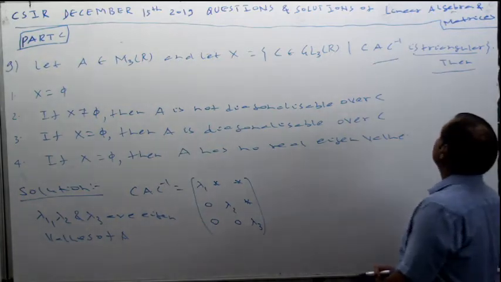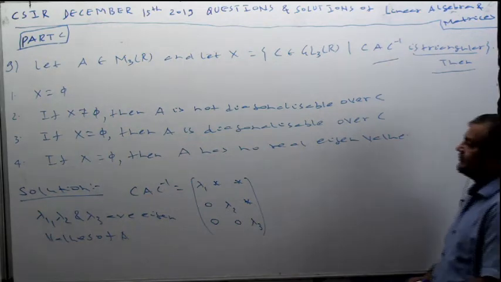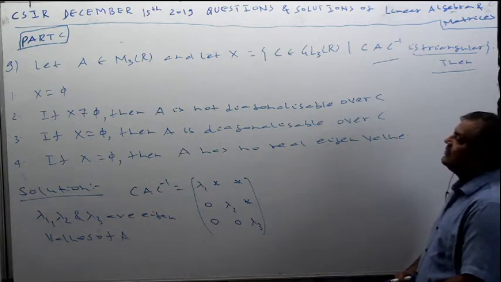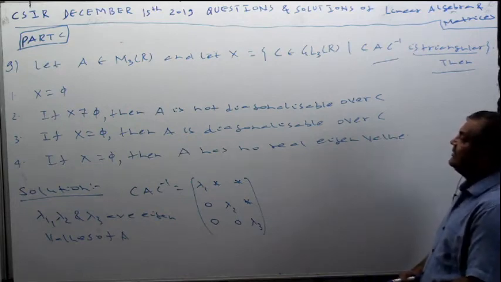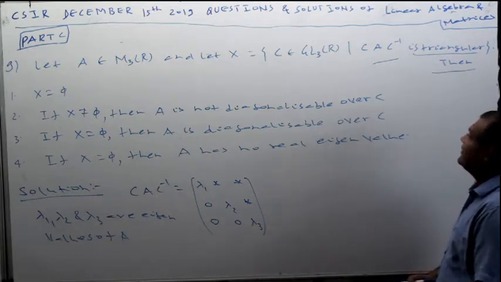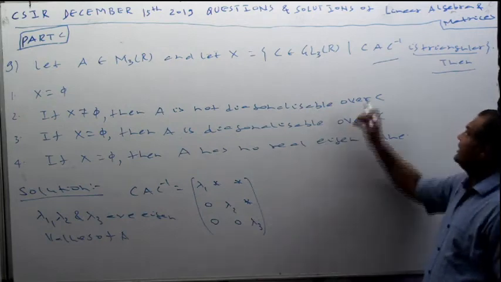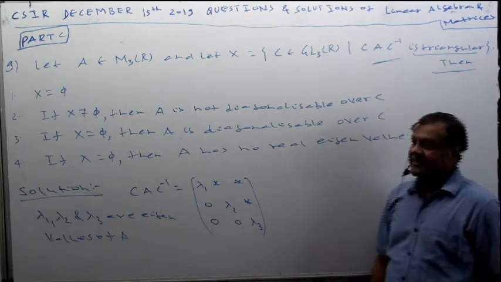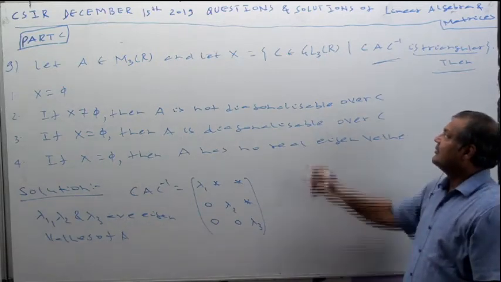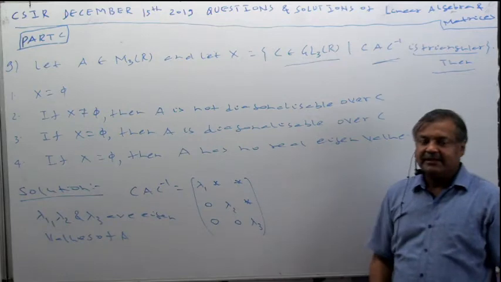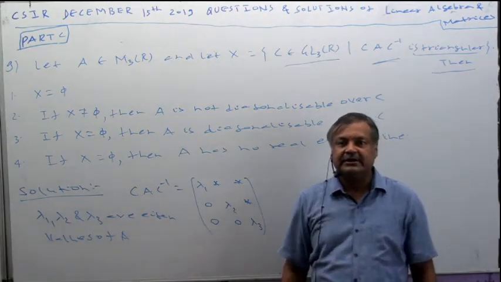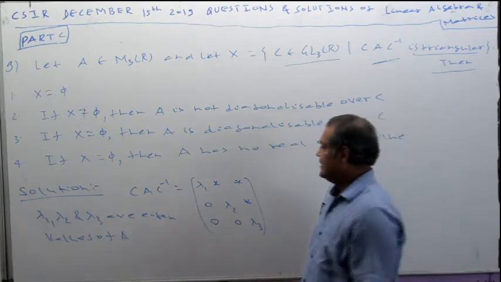Now see. If X is not empty, then this will happen. If X is phi, then this will happen, etc. If X contains no C, we cannot triangularize our matrix A. That means eigenvalues of A are not real, because you are working over the real field. If all the eigenvalues are real, then it will be 100% triangularizable. You just write this.